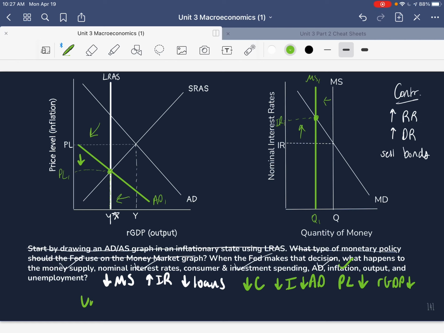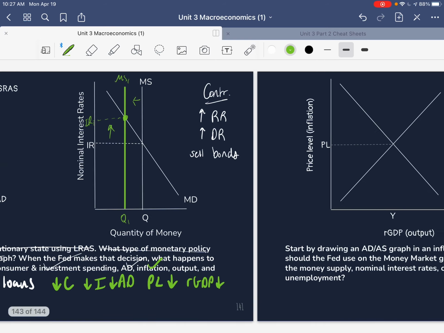And unemployment's not on the graph, but I just got to think, using my head, if we're making less stuff, price levels are going down. That means more people are losing their job. Unemployment increased. Well, holy guacamole, that was a big old problem. But guess what? There's only 2 that I could ever possibly give you. So here's the next one.